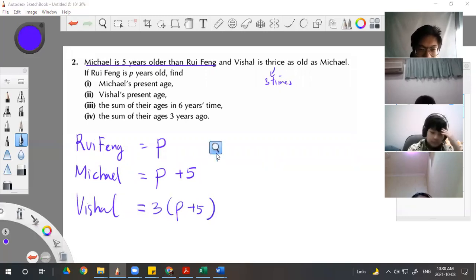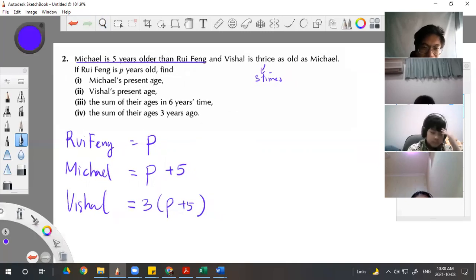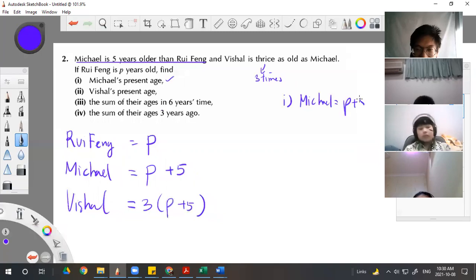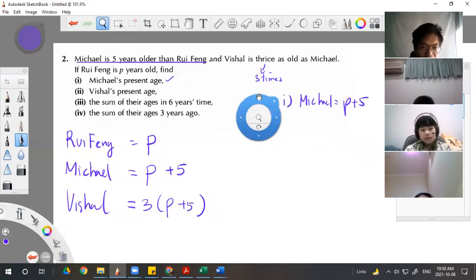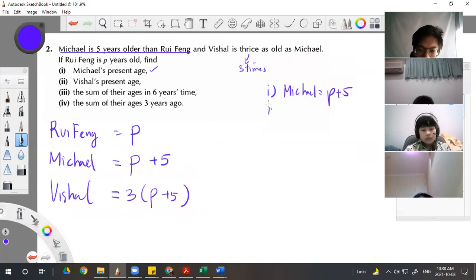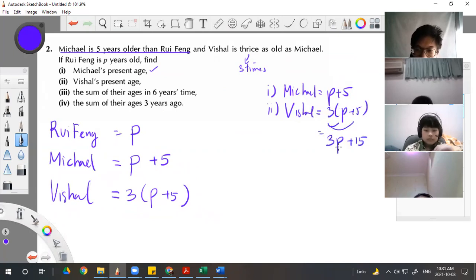Okay. Now, what is Michael's present age? Oke deh, gampang. Berarti yang part 1, Michael's present age. Michael is P plus 5 in algebraic form. Okay. Vishal's present age is 3 times P plus 5 or 3P plus 15. Gampang ya. Ini kita expand aja. 3P plus 15.